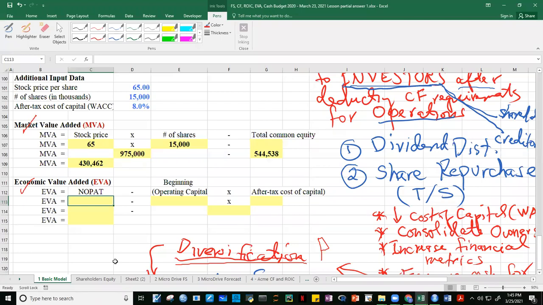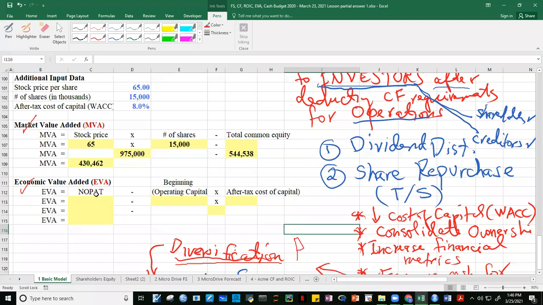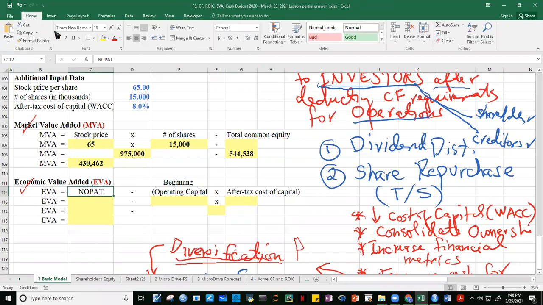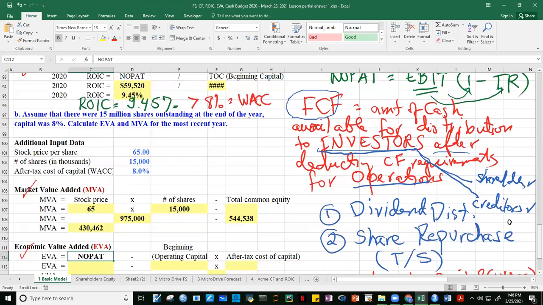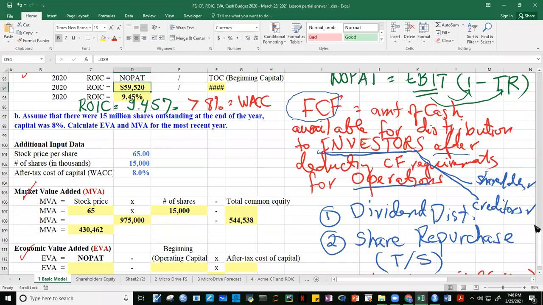Okay, sige. Kwentuhin natin to, guys. Magkwento ulit tayo, yung kwento nitong EVA natin. Simulan natin dito yung formula. So, the management was able to generate operating profit. Alam na ba natin itong NOPAT, guys? Do we know how much NOPAT is? Okay, na-compute na natin yan, di ba? 59,520.